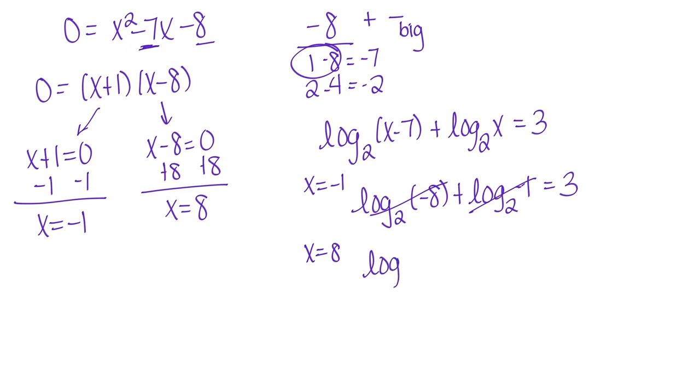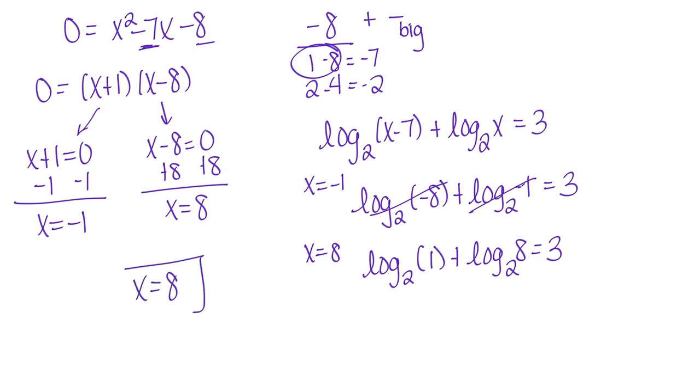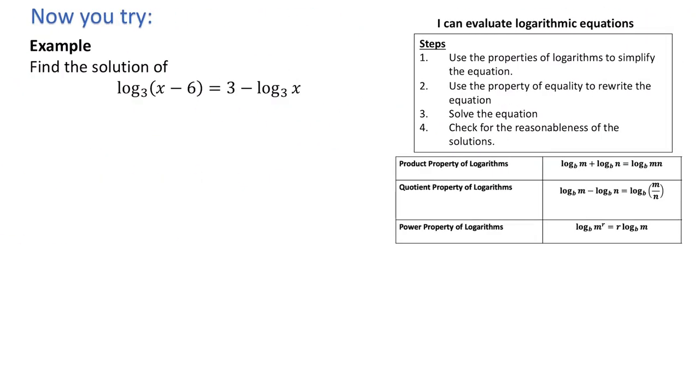That gives us log base 2 of 8 minus 7, which is 1, plus log base 2 of 8 equals 3. And so those are good, right? Those are all positive numbers, so x equals 8 is the only solution that we can use. x equals -1 is an extraneous solution. So now you can pause the video and try this example on your own.